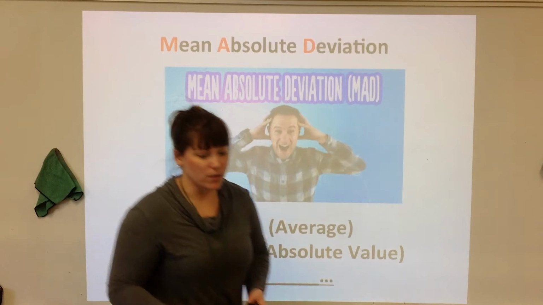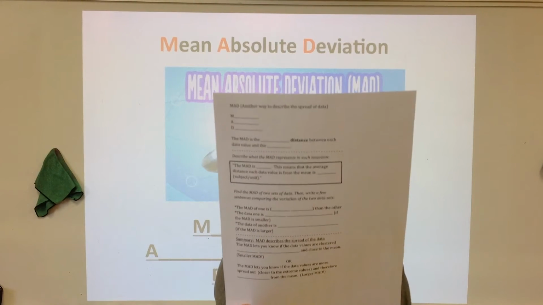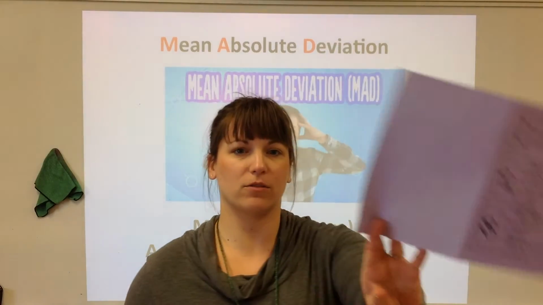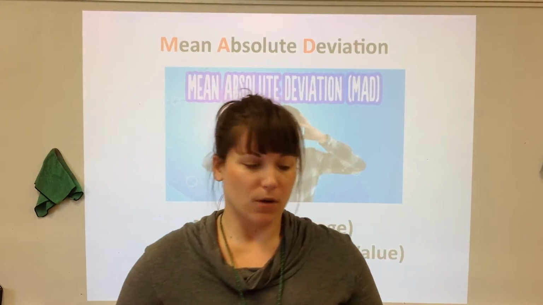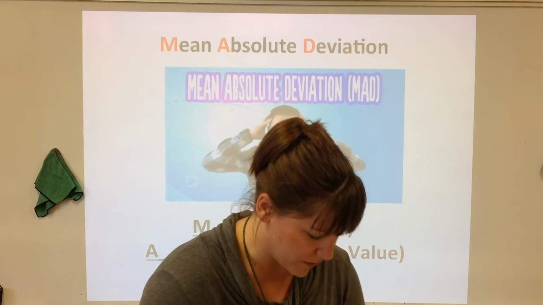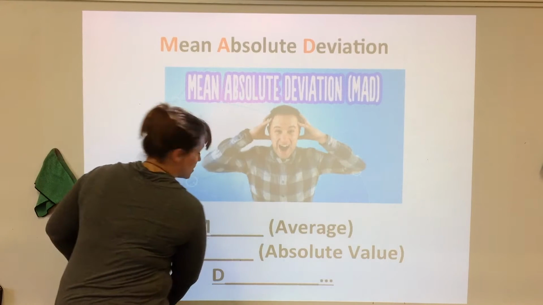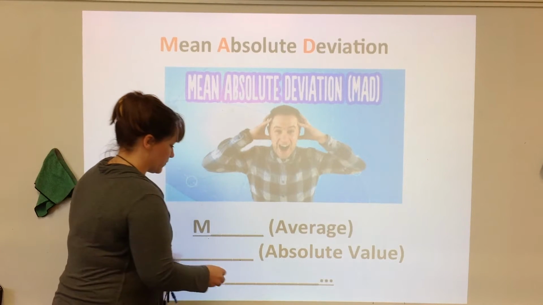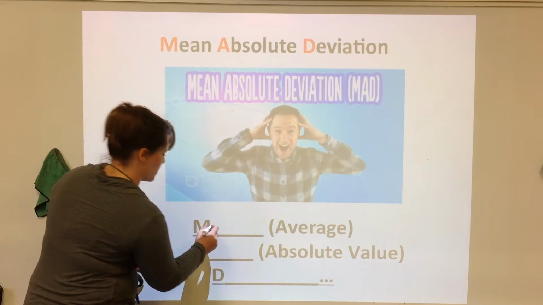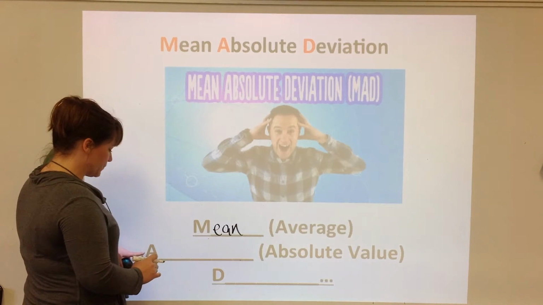So you're going to need the white note paper that you had passed out to you in class and the purple one. We're going to start taking notes on the white one here. So the first thing we're doing is, what does MAD stand for? It is the mean absolute deviation. So go ahead and fill in the M for mean. That's the average, not new.